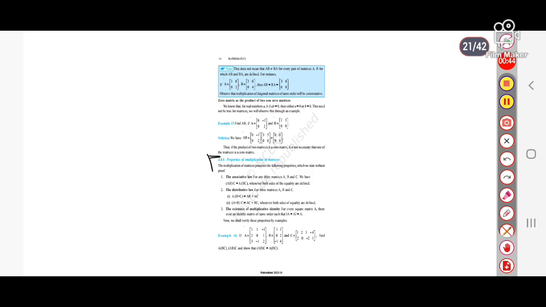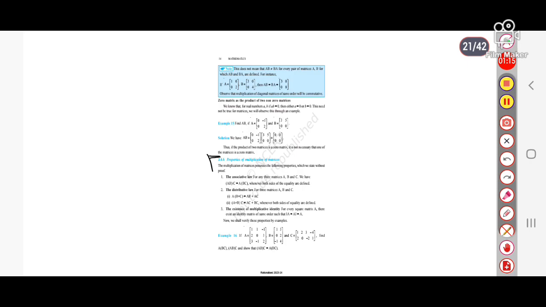So the associative law states that AB the whole into C is equal to A into the whole of BC. The distributive law states that A into B plus C is equal to AB plus AC, and A plus B the whole into C is equal to AC plus BC. The multiplicative identity is nothing but A into I equal to I into A, that is equal to again the A matrix itself. So these are the properties given for multiplication of matrices.